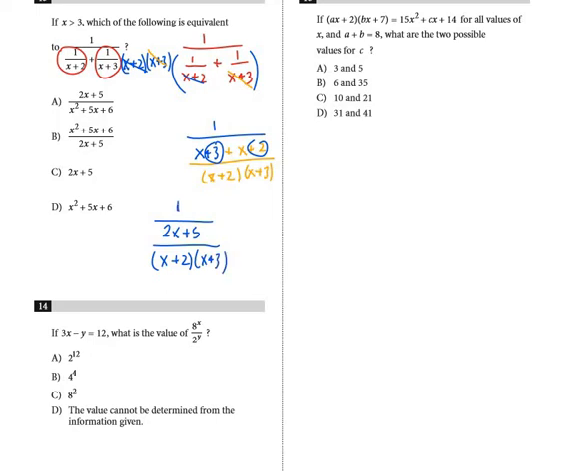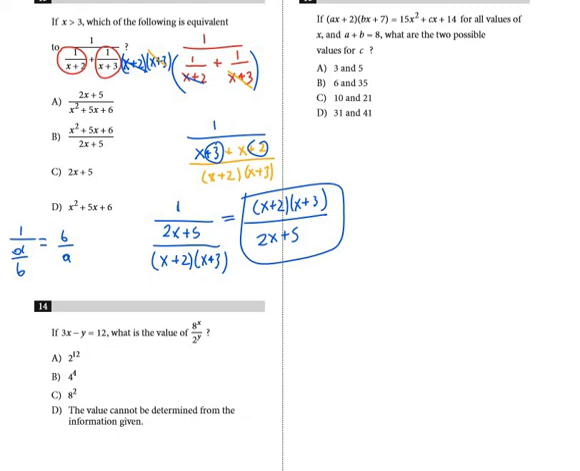1 over anything, like 1 over a over b, will give you b over a. It just flips. So here I'm going to obtain x plus 2 times x plus 3 all over 2x plus 5. This is our final answer. So let's observe. This is not the answer, this is not the answer. I need to have 2x plus 5 in the denominator. This looks like the answer.